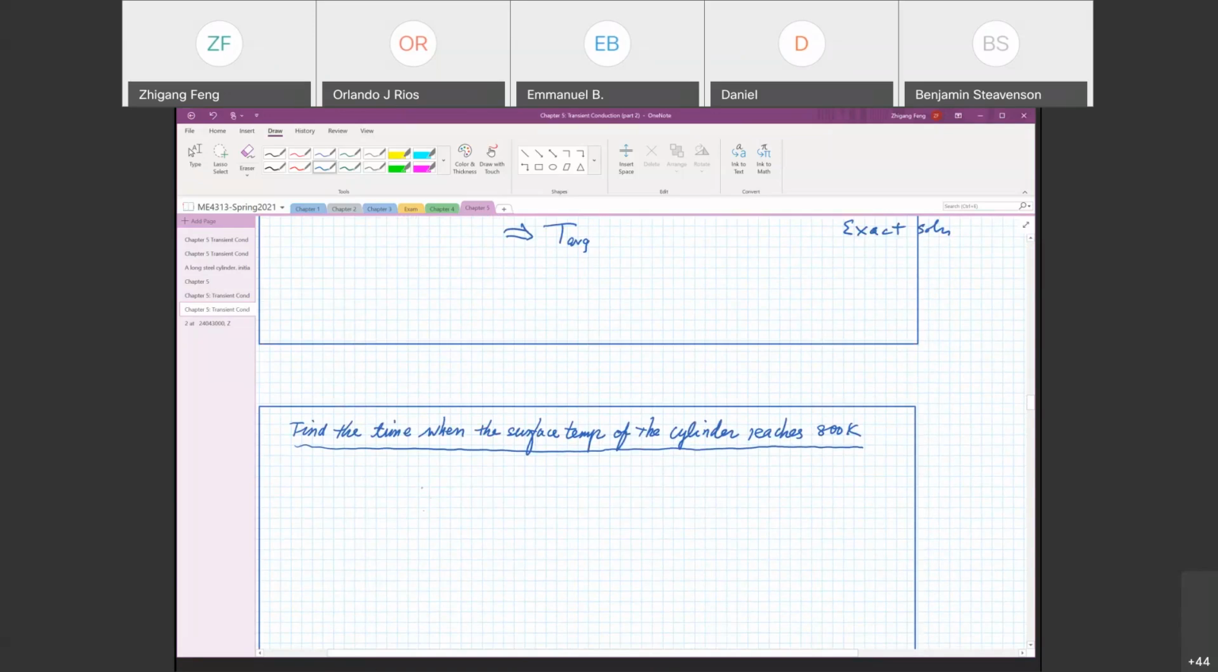So now we have theta star at r star equal to 1. The time is unknown, so the Fourier number is unknown. We assume the one-term solution: C theta star naught multiplied by J1 of r star theta 1. We just make r star equal to 1. Theta 1 has been found, so we can determine theta star naught. Then we relate theta star naught with the Fourier number using this definition.